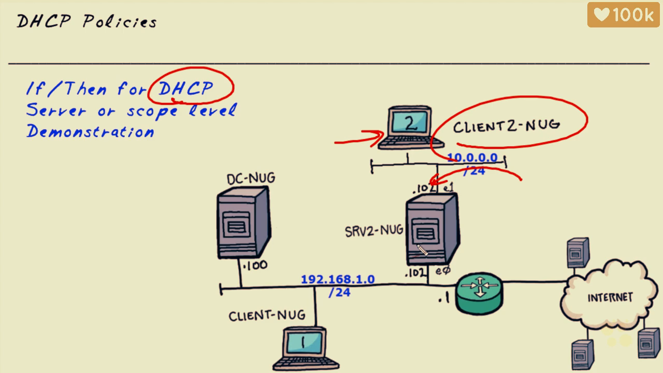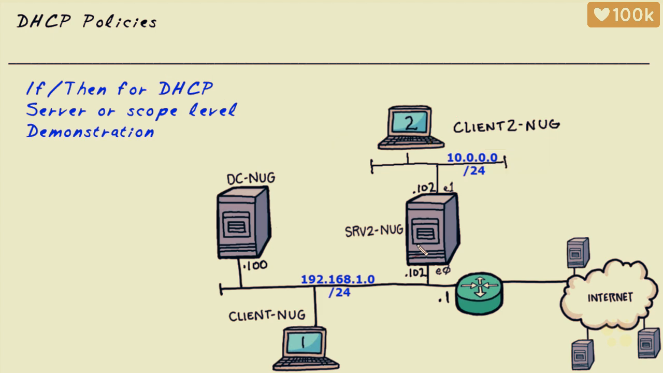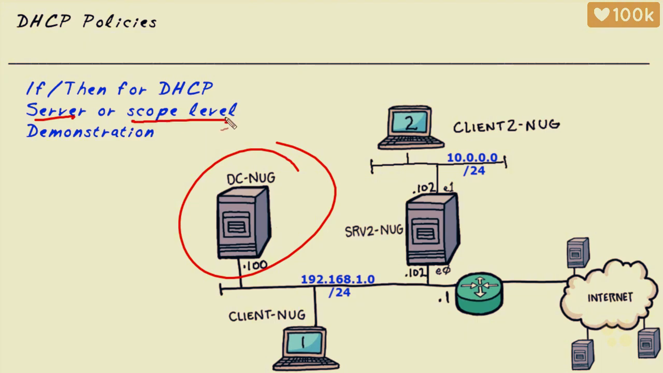Maybe give them an extra option or a different option compared to what's already in the scope, or perhaps give them a specific range within the scope of addresses that you want them to use. And the policies that we can set up on our DHCP server can be at the server level, for example, for all of IPv4, or we can do them at the individual scope level.